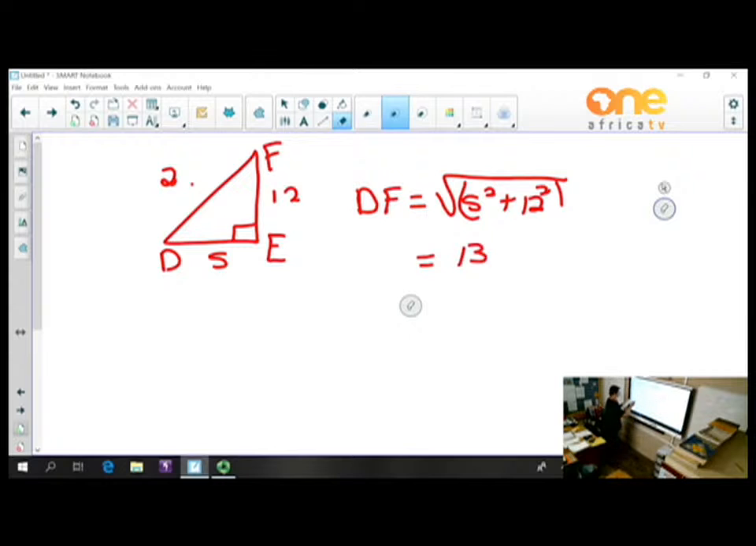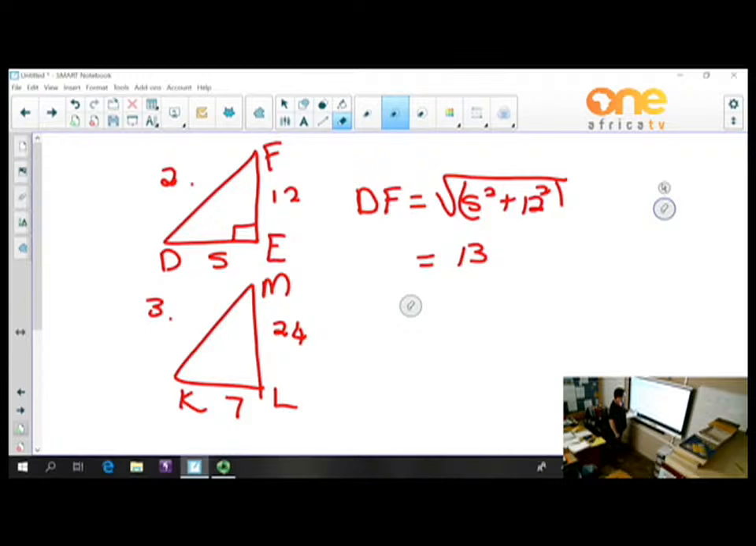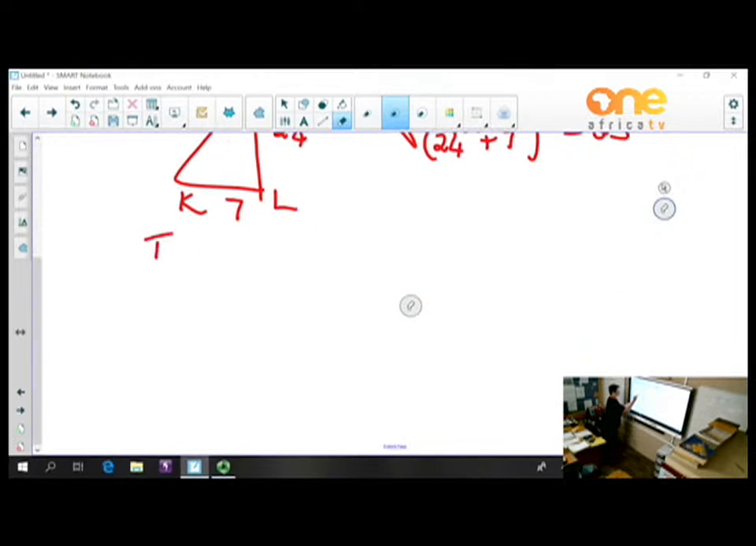Okay. Number 3. Now we have triangle KLM. So L is 90 degrees. KLM. KL is 7. ML is 24. And again, we want to find the hypotenuse. So that means that we're going to add them. So it is then 24 squared plus 7 squared. And the answer is 25. Press your calculator and make sure that you get that answer there. Right, Try Now 2.